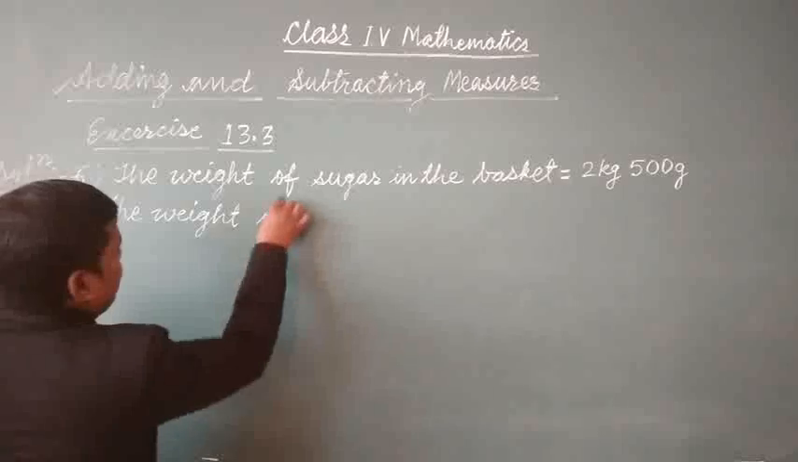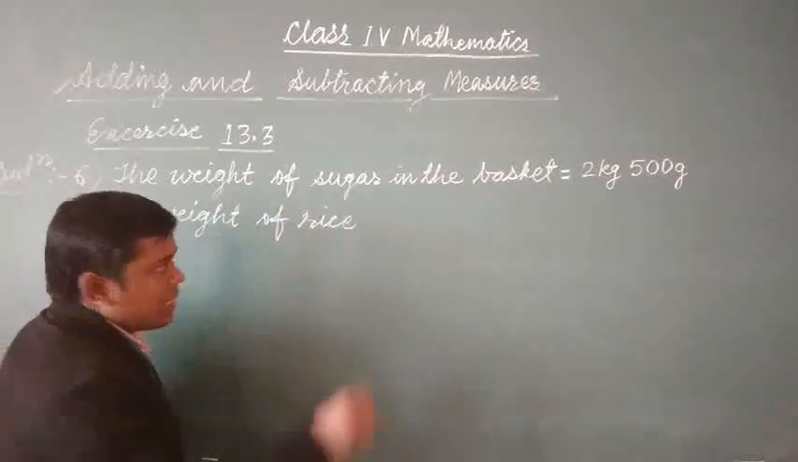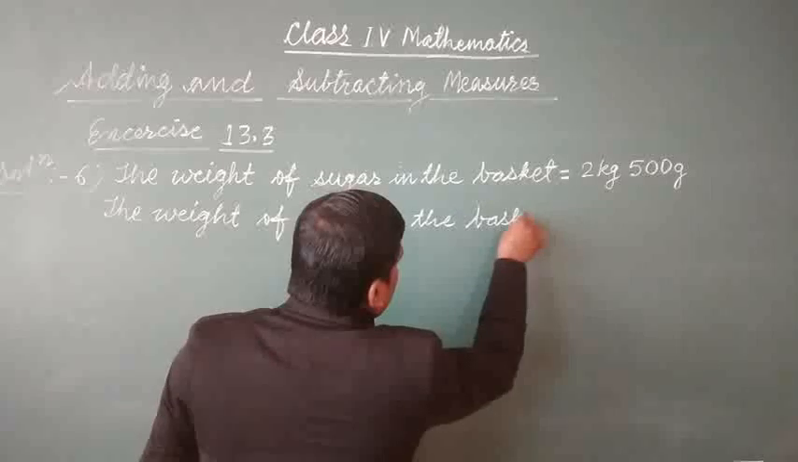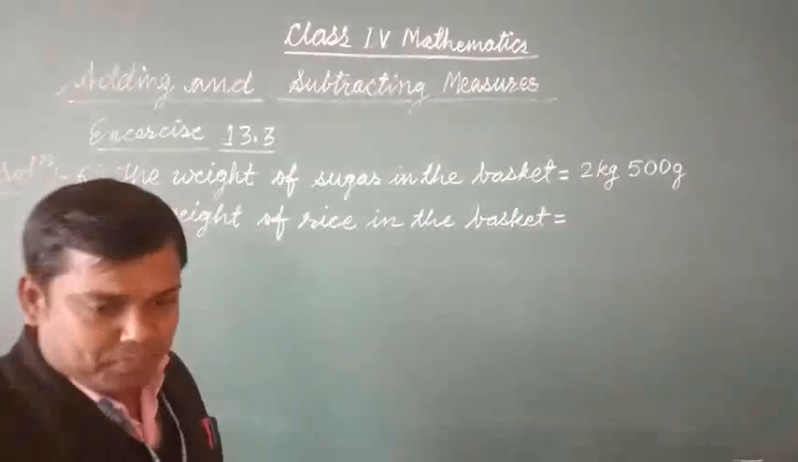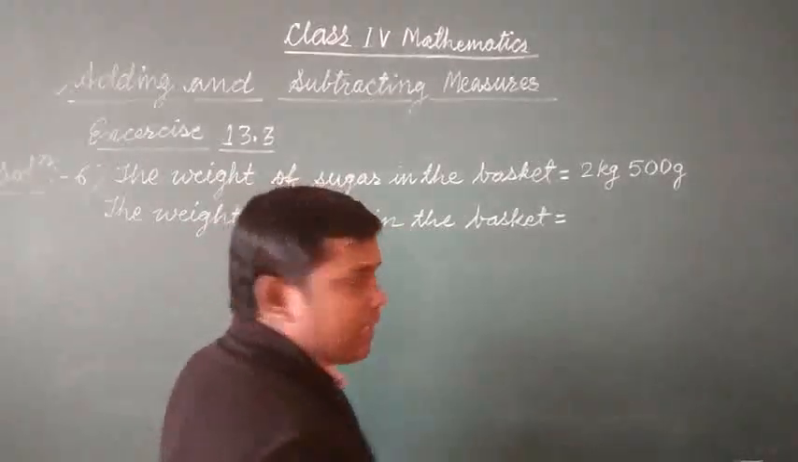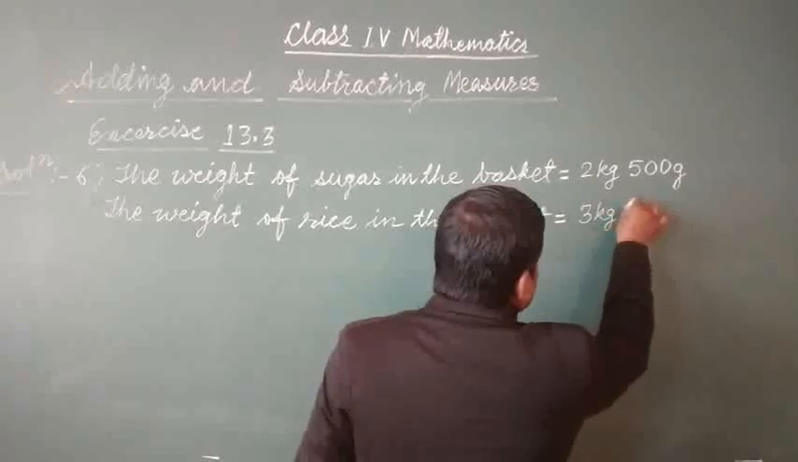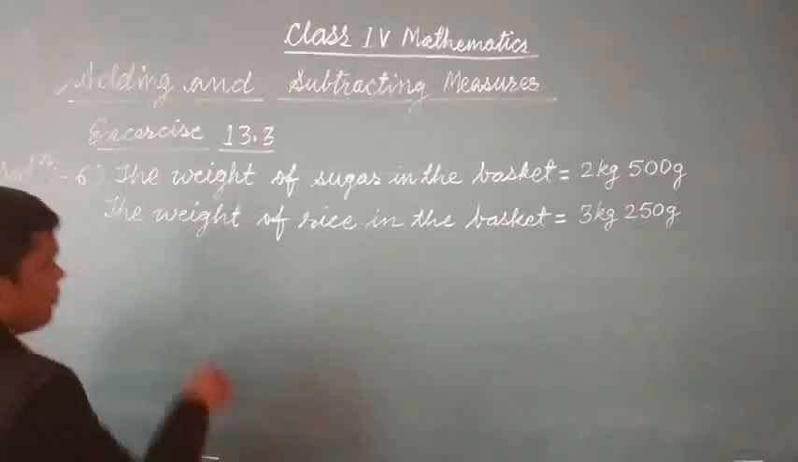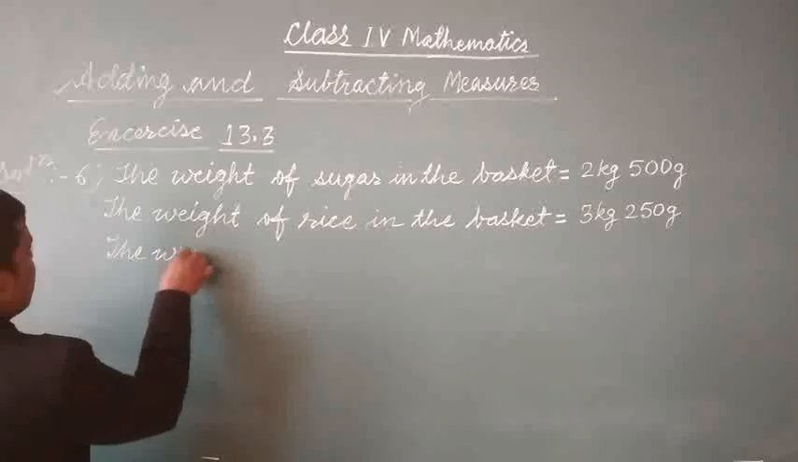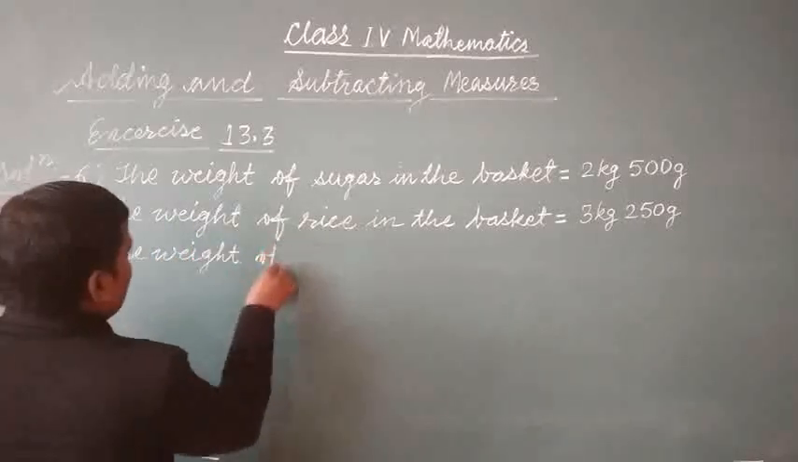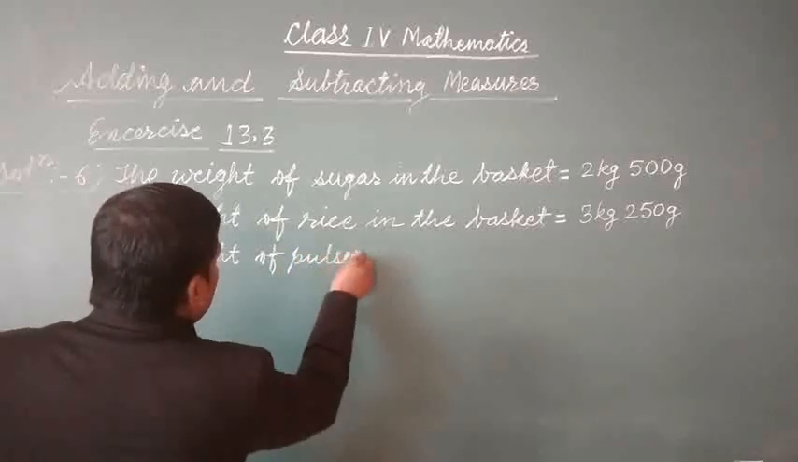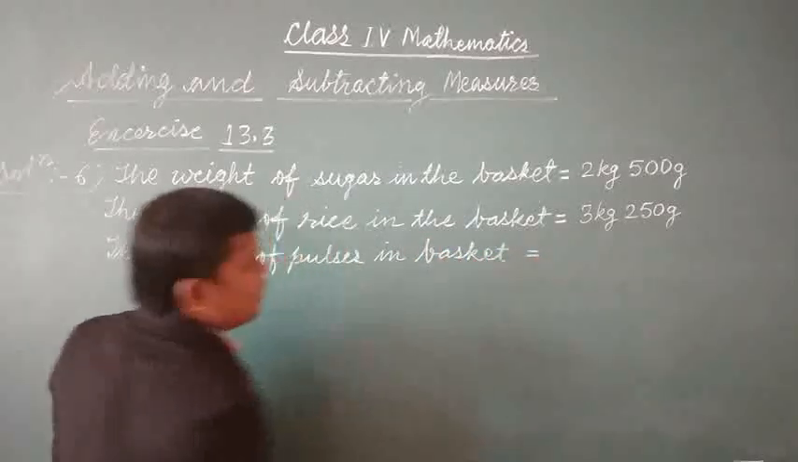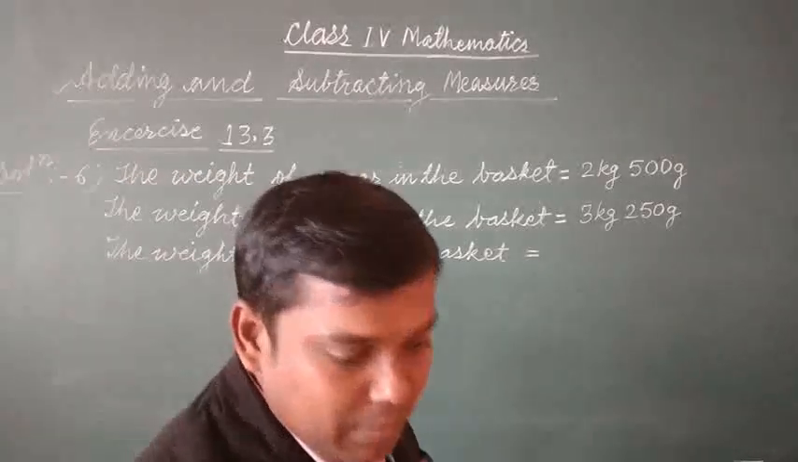Then we write the weight of rice in the basket is equal to 3 kg 250 gram, and the weight of pulses in the basket is equal to 5 kg 500 gram.